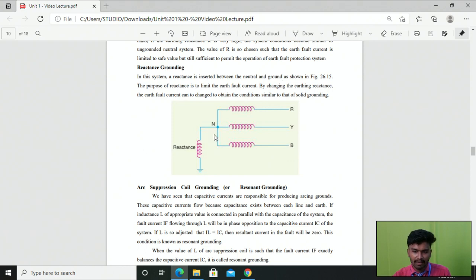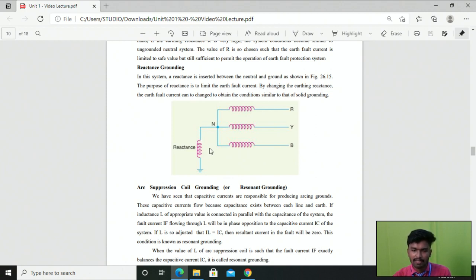So here in solid grounding, we are connecting the neutral point of the electrical system directly to the ground, so that is called solid earthing. And then the second method is resistance earthing. The neutral point of the three-phase system is connected to the earth through a resistance, right? So that is called resistance earthing, right?